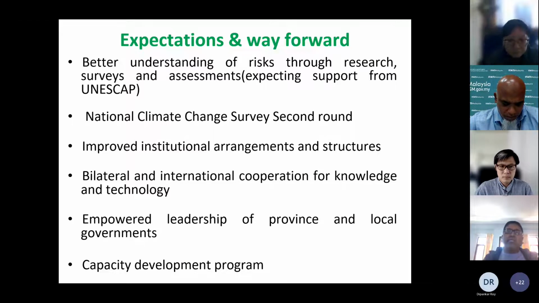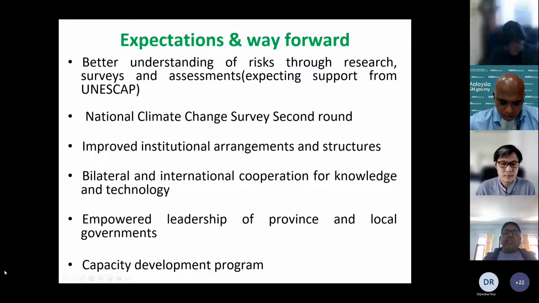Empowered leadership, that is also one of the challenges. We have to empower leadership, the province and the local government. For the local level and the provincial level, they are not aware. It means we have to give more training, all these empowerment type of things we have to provide them. And similarly, we need the capacity development program.